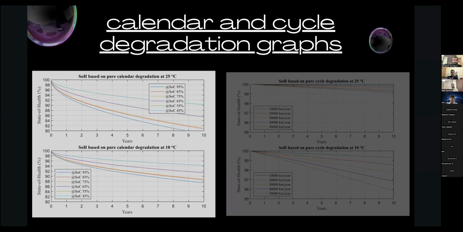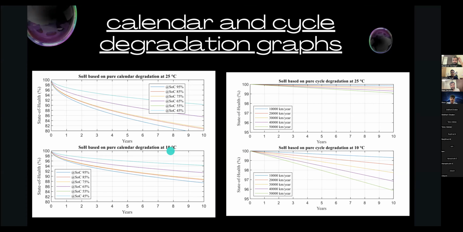So if we take a look at these graphs, we see that as the temperature gets higher in calendar degradation, the degradation is also higher. This is because of the Arrhenius function that we discussed earlier. As the temperature increases, the rate of reaction within the battery that causes battery degradation is higher, which leads to higher degradation and a lower state of health. As you can see in this graph, at 25 degrees Celsius, after 10 years, it becomes around 80%, but here at 10 degrees Celsius, it becomes around 88%. So of course, this is a large difference.